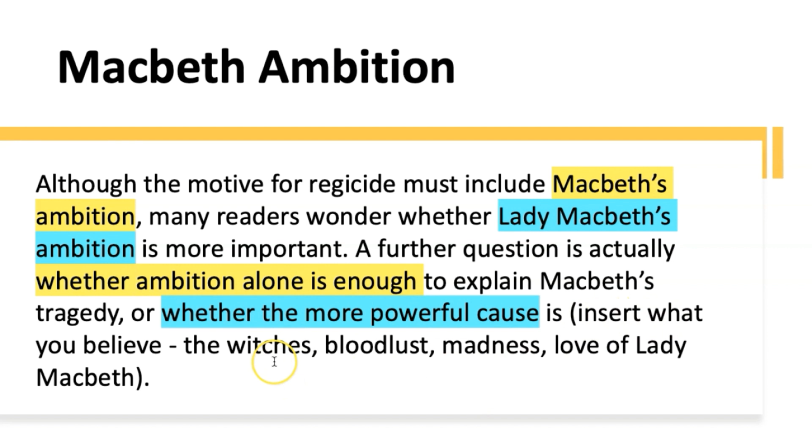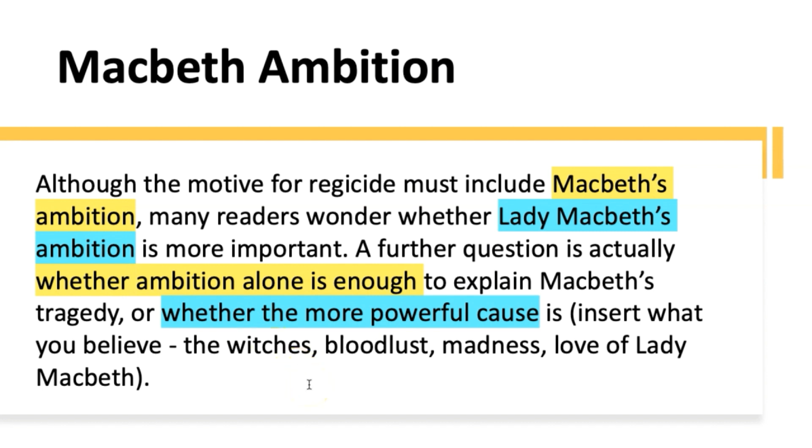You might think it's the witches, or his bloodlust, or that he's actually insane, or that it is his love of Lady Macbeth, or some other view that you have. Well, what you'll see here in my colour codes is that I have put in 4 ideas. Now, this thesis is already going to bring me quite a lot of marks, because I'm showing the examiner that I'm constantly thinking about the author's purpose. You know, what is Shakespeare actually saying about ambition here, and its link to tragedy?